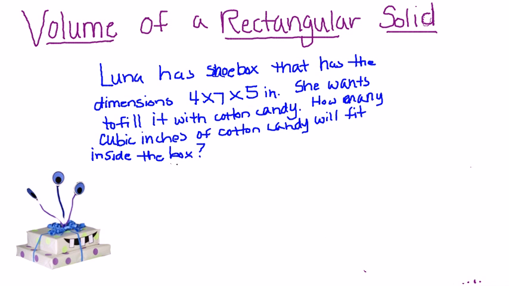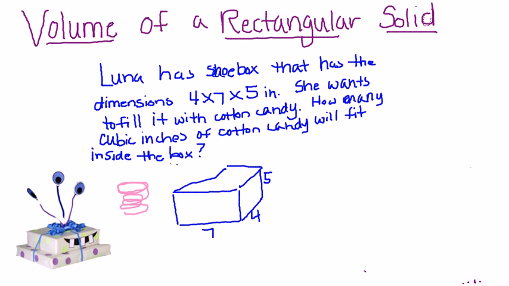Let's first draw a picture. Here's my shoebox. Actually, it's Luna's shoebox, isn't it? That's a really lousy drawing. I'm going to make this one 7 and this one 4. It doesn't really matter what you label them as long as you do 3 different separate lengths. Now we have to think about our cotton candy, which comes like this, and then it has a little cone on the end. Yum, yum. We want to know how much is going to fit inside that box.